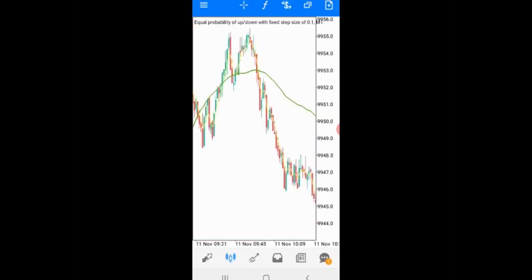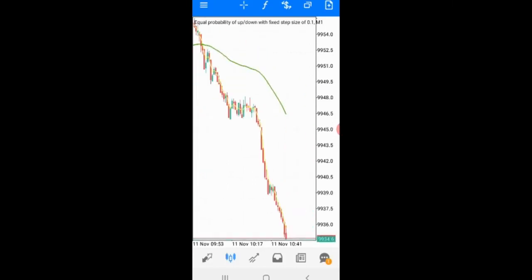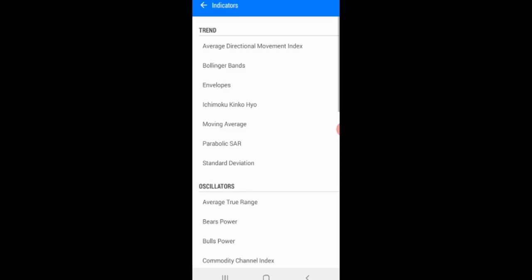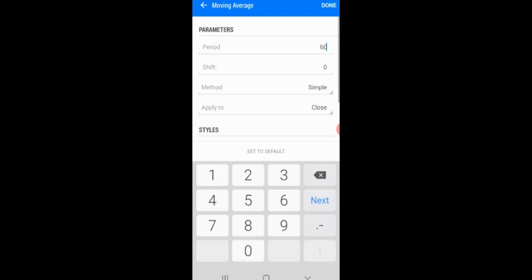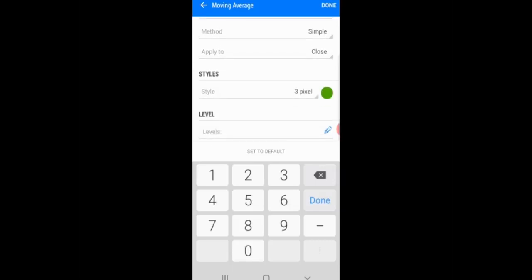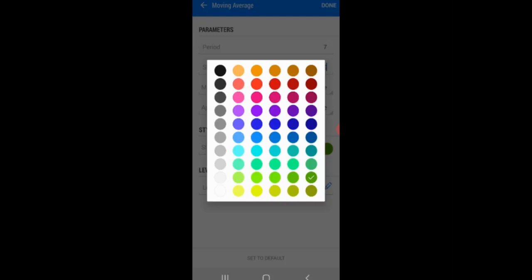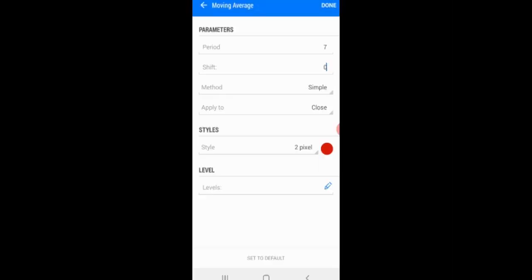Okay, so next, we are going to take another moving average. This strategy works well, so just follow it well and understand. This time we're using period 7 for the moving average. Period 7, shift 0, simple. Apply to close as well, but this time we are using 2 pixel. We change the color to, let's take red.